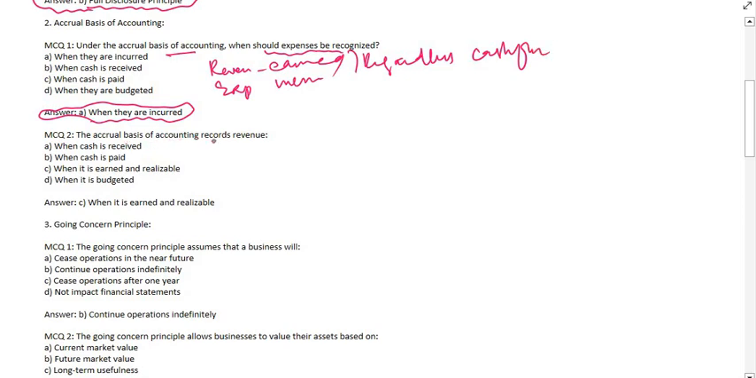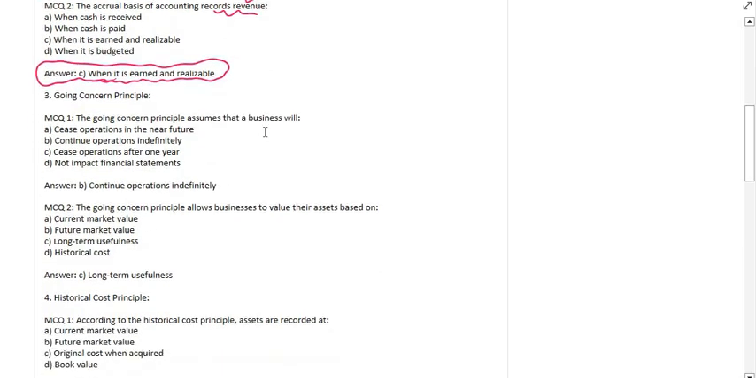The accrual basis of accounting records revenue when it's earned and realizable. So accrual-based accounting records revenue when you earn the revenue, regardless of the actual cash flow.